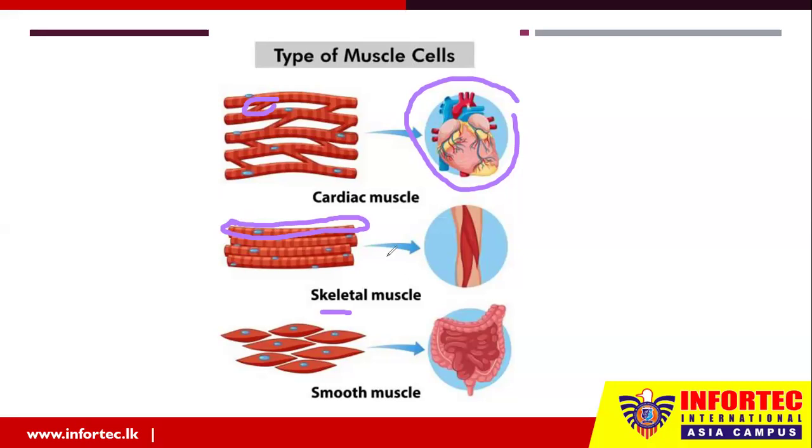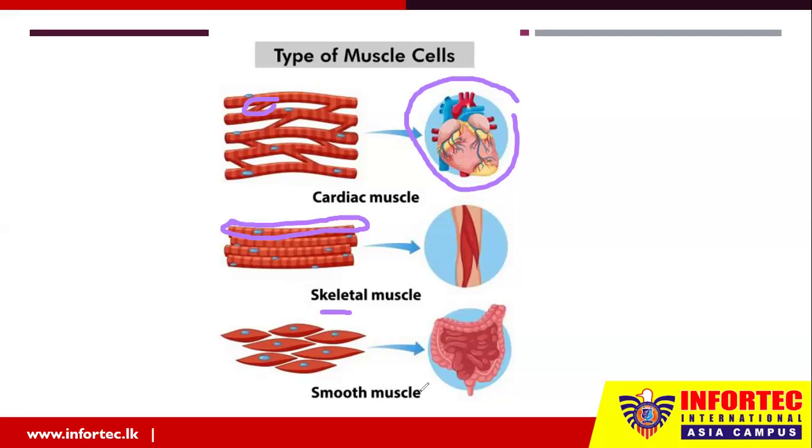We can see skeletal muscles in our biceps, in our quadriceps, in our diaphragm. As the key features of skeletal muscles, we can say they are voluntary muscles, they are multinucleated cells, and long cylindrical muscle fibers are there. They contract fast and get tired easily. As examples, we can take our biceps, quadriceps, and diaphragm.